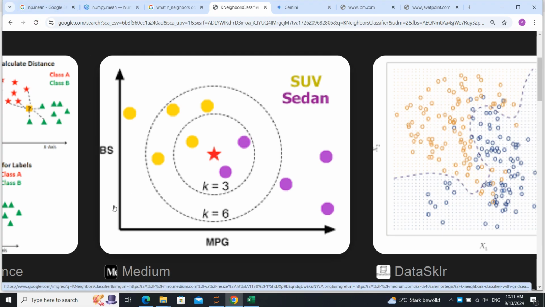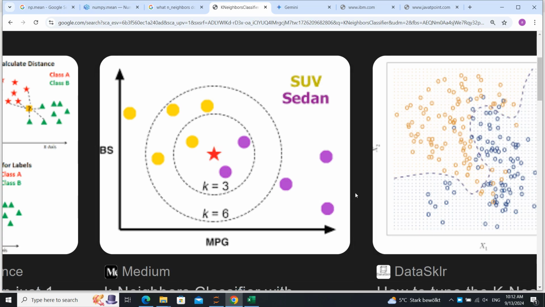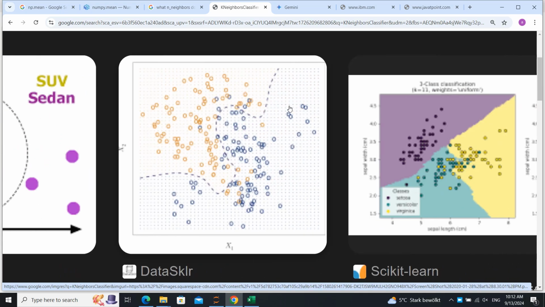For example, we have these purple and yellow points, which are the training data that we have, and K defines the radius of the circle of data that the model is going to learn from. With K equals 3, this star is going to be purple because there are 2 purple and 1 yellow. But with K equals 6, this point is going to be yellow because there are 4 yellow and 2 purple. This model works like this, very easily.